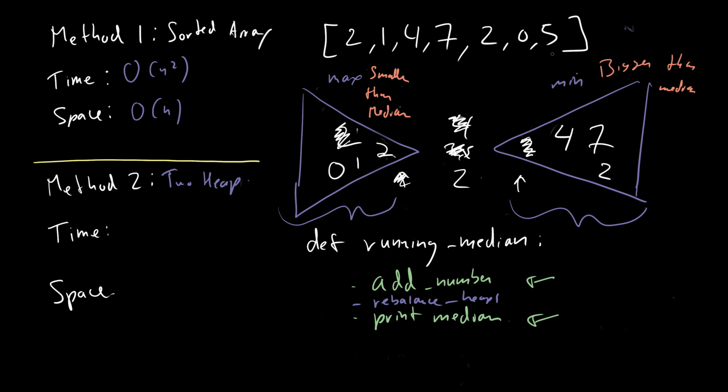And then last but not least, we have 5. Is 5 bigger or smaller than the median? It's bigger, so we're gonna pop it in here. And then since the size is the same, or actually the size is one more than the left heap, it's bigger. There's one more element, so that's fine. We don't need to rebalance.